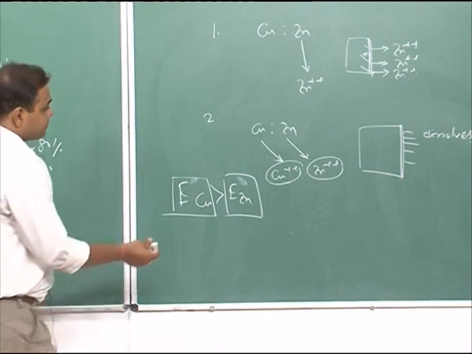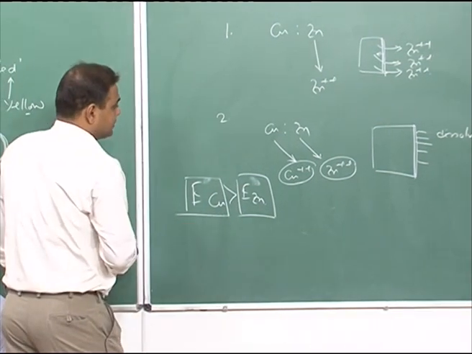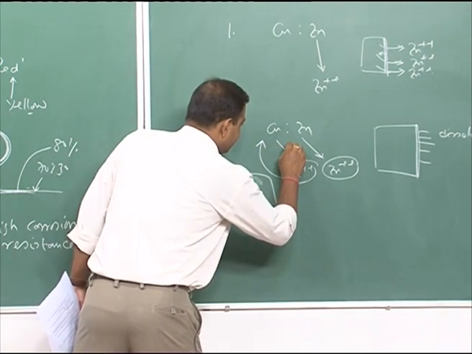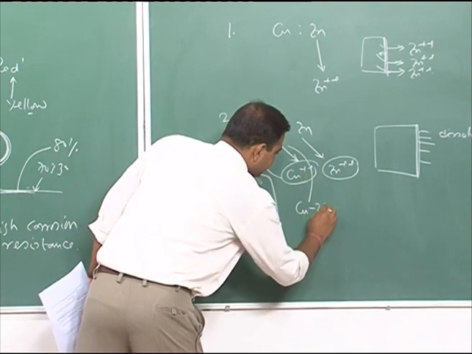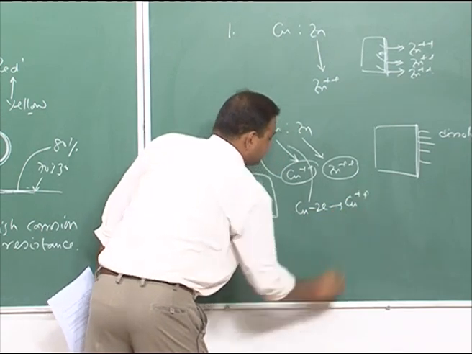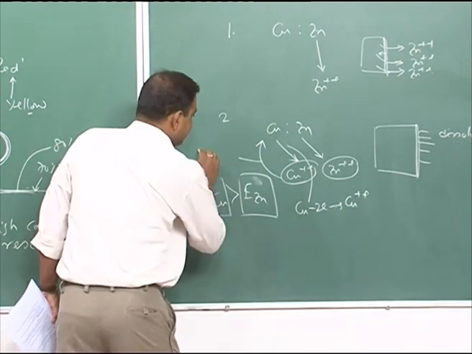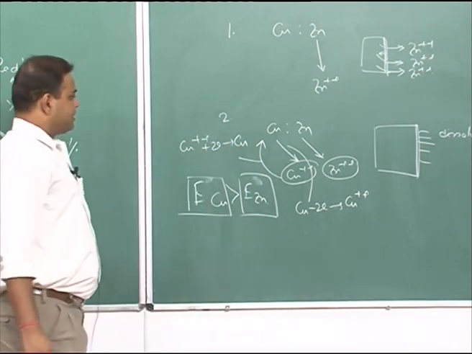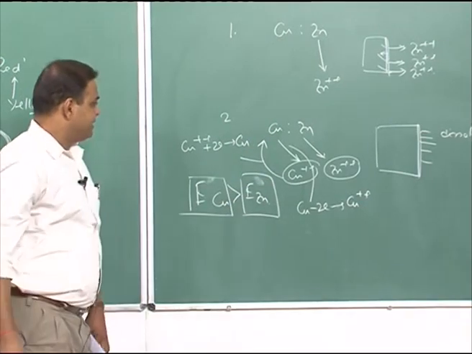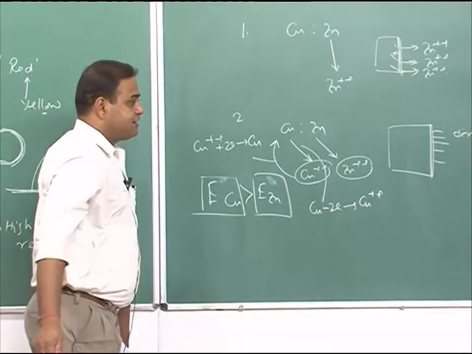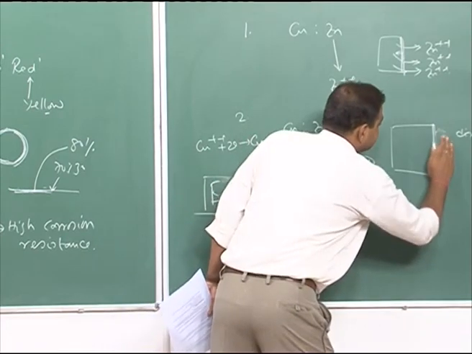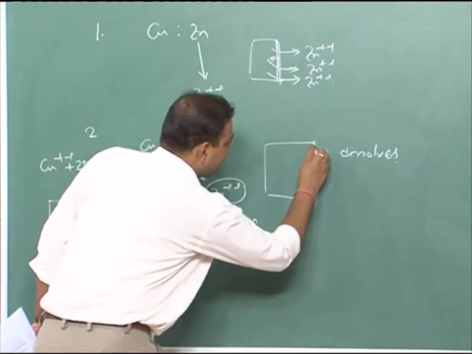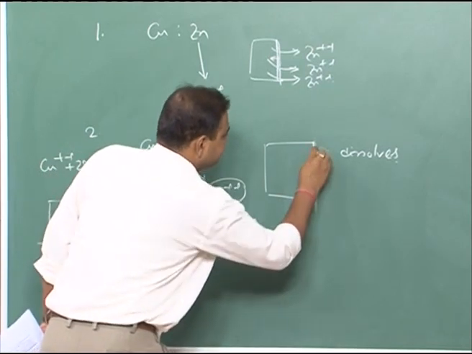Now, since it has a higher reduction potential, copper will redeposit back. So in this case the reaction is Cu minus 2e goes to Cu2+, and in this case it would be Cu2+ plus 2e goes to Cu. So copper redeposits back. When it redeposits back, this section goes out and now you have copper enriched zones.